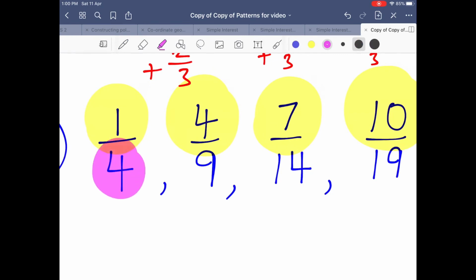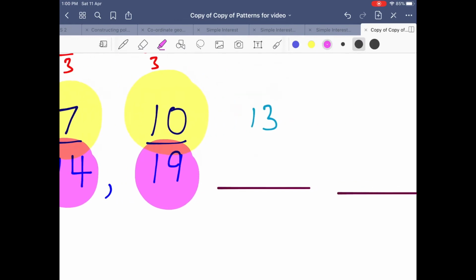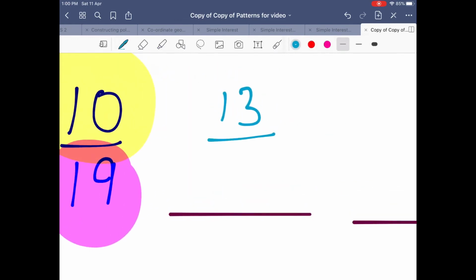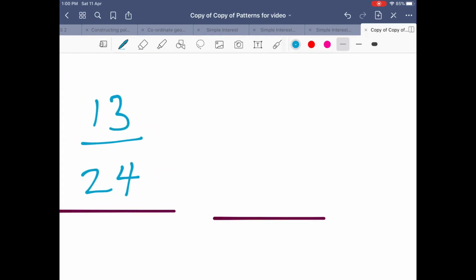We have 4. 4 plus 5 will give us 9. 9 plus 5 will give us 14. 14 plus 5 will give us 19. 19 plus 5 will give us 24. So we are adding 3 to the numerator and adding 5 to the denominator. 13 plus 3 is 16. 24 plus 5 is 29.